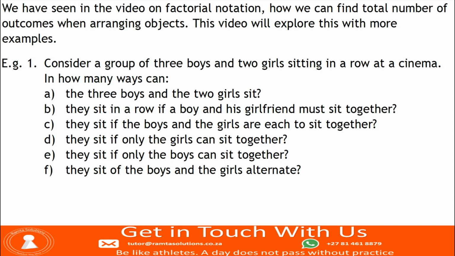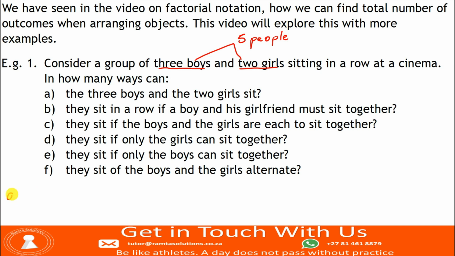So now, consider a group of 3 boys and 2 girls sitting in a row at a cinema. And then the question would be, how many ways can the 3 boys and the 2 girls sit? So check this out. We have 3 boys and 2 girls. Together, this makes 5 people. So the first question says, how many ways can the 3 boys and the 2 girls sit?